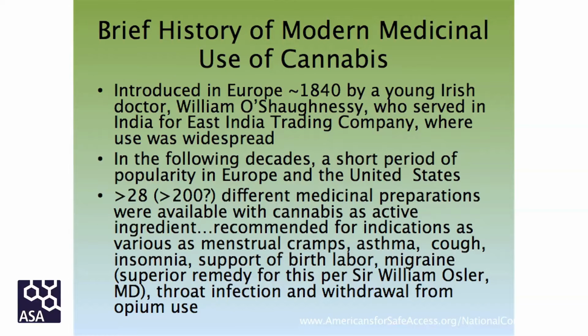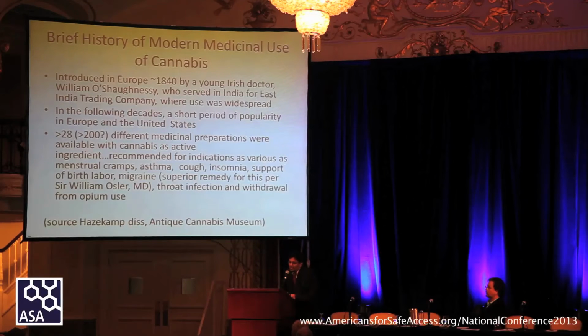and Europe. Menstrual cramps, asthma, cough, insomnia, labor pains. And even the father of internal medicine, William Osler, who was at Johns Hopkins and invented the idea of rounding, he's the one that said that for migraines there was no superior treatment. So this was collected empiric knowledge from a whole 100 years of medical use and pharmaceutical distribution of cannabis.